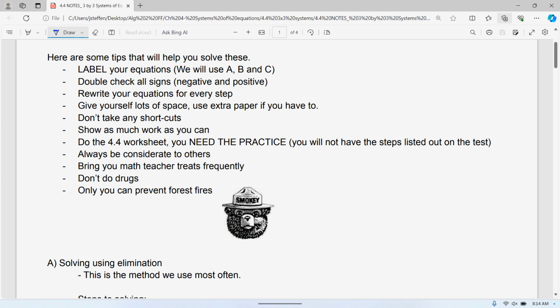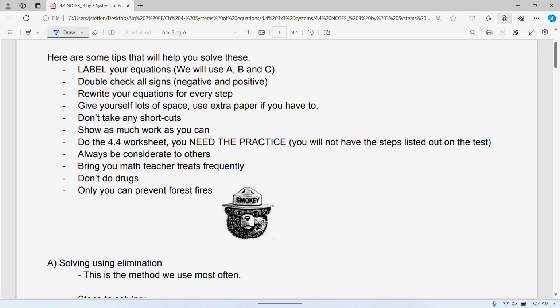Give yourself a lot of space. Try to give yourself about half a page for this. When I do problems like this, I end up using a whole page. Basically, use lots of space. If you need extra paper, feel free to get extra paper. Just staple all your work to your test or your quiz. Don't take any shortcuts. Show as much work as you can.